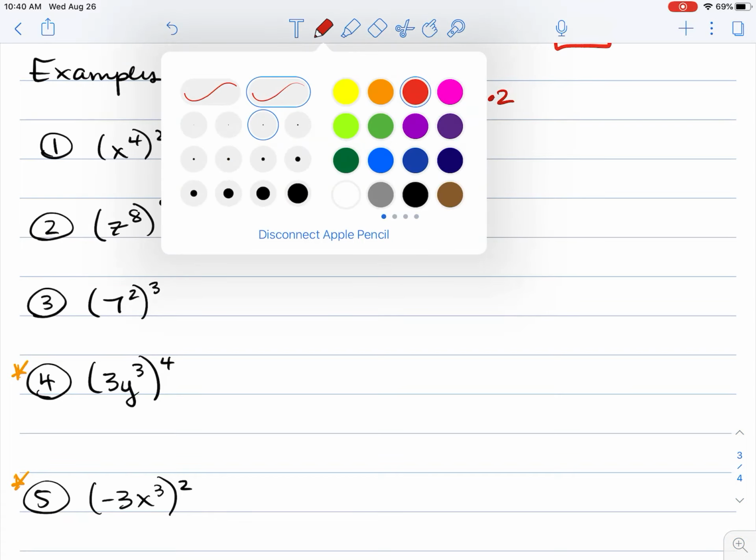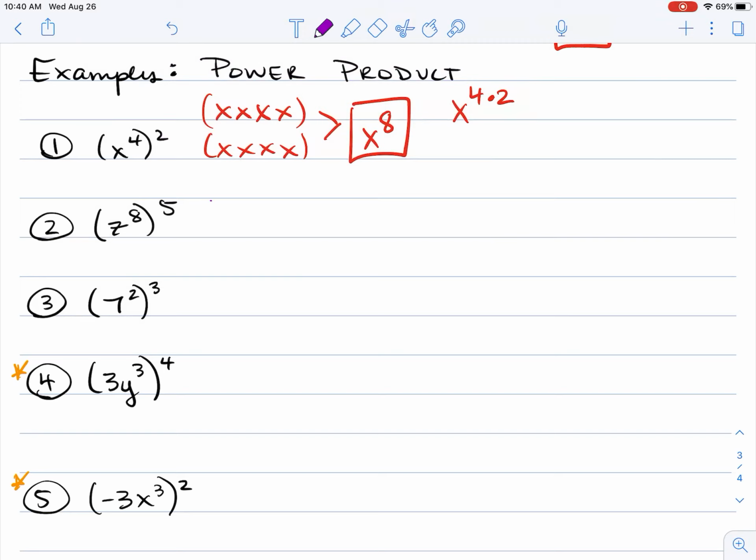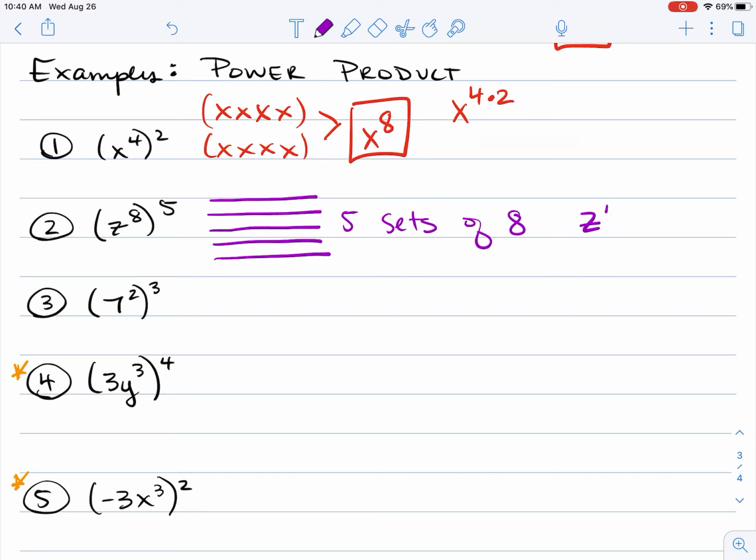For the second one, I'm not going to write this all out because that would be a lot of them, but remember, I would have 8 z's here, and then I'd have another 8, another 8, another 8. So I have 5 sets of 8. So that is z to the 40th. And you are absolutely able to fill that out if you want to. I'm not overly excited about writing 40 z's. And then for the third one, I have 2 7s, and then I have 3 sets of them. So I have 7 to the 6th.